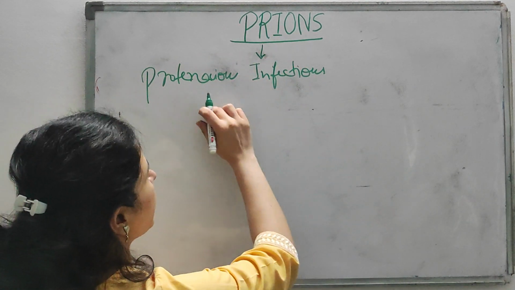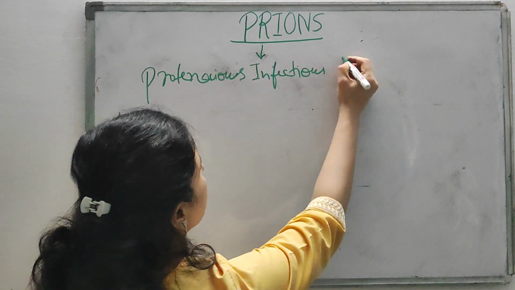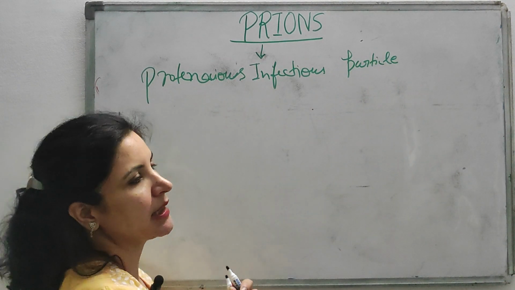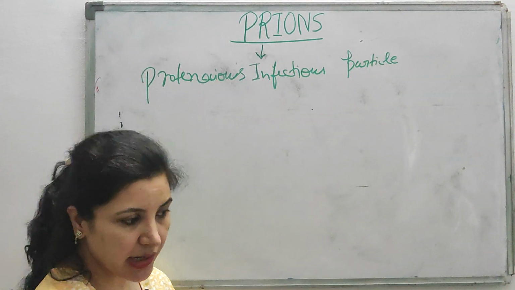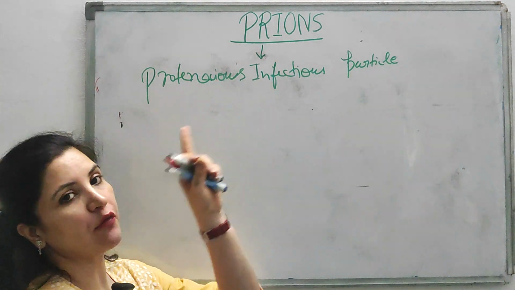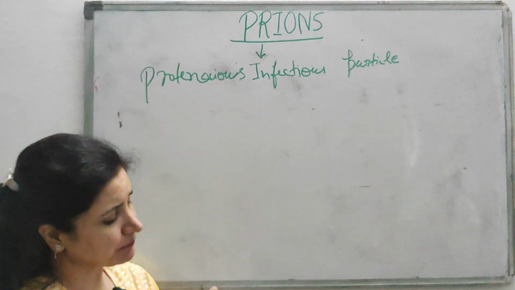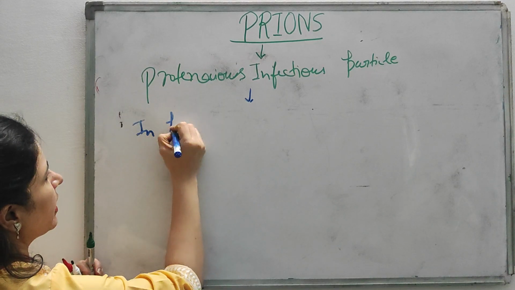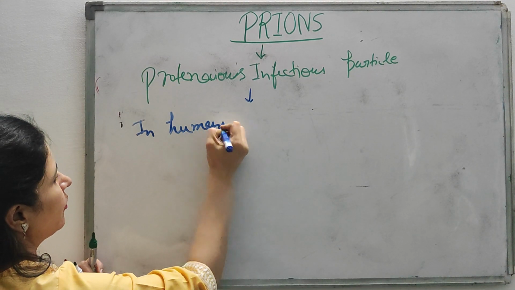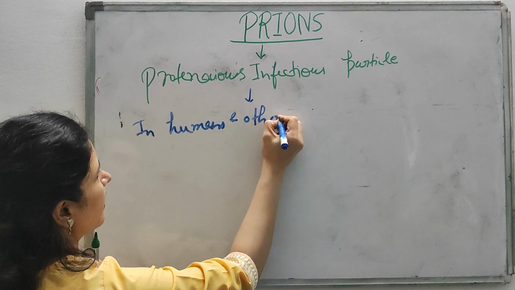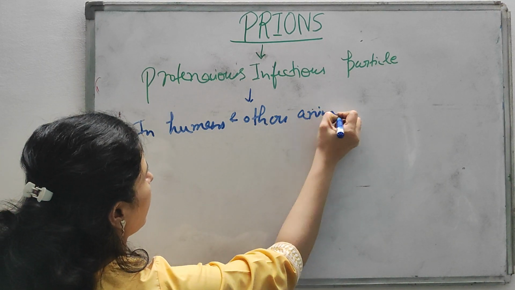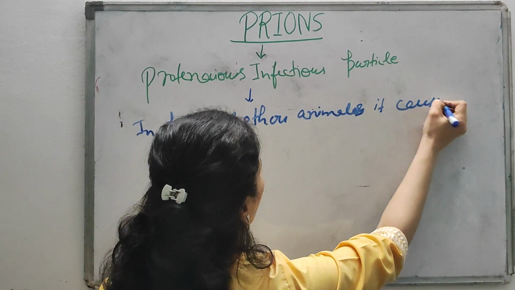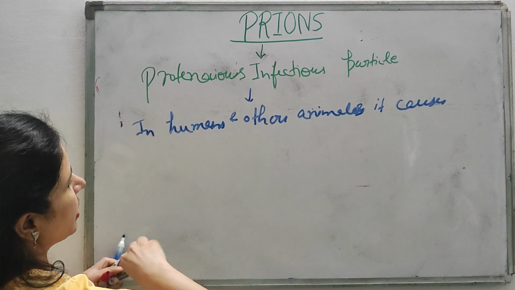What is the full form of prions? Proteinaceous infectious particle. Okay. So prions are nothing but proteinaceous particles which cause a variety of infections in various animals. And in humans and other animals, what kind of diseases does it cause? It causes neurodegenerative disorders.